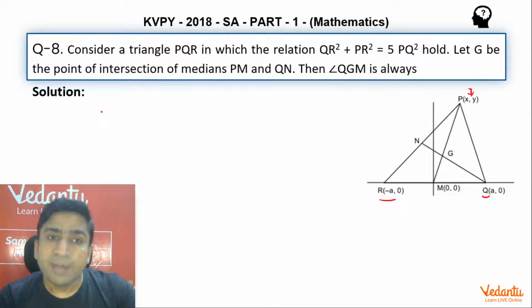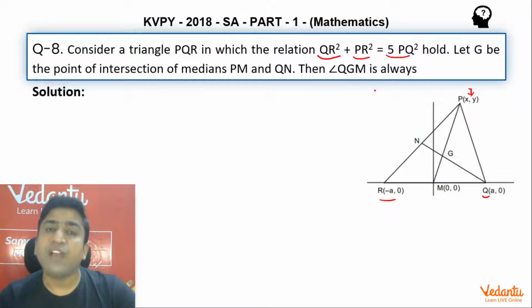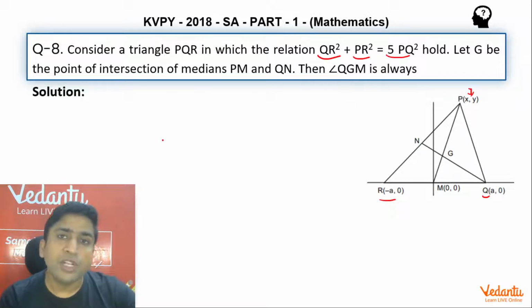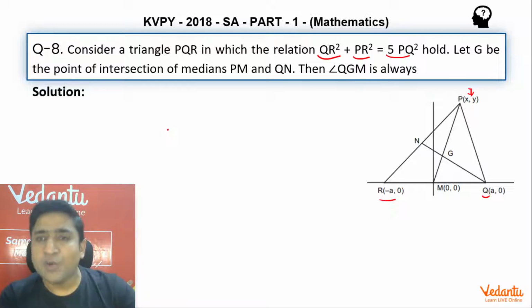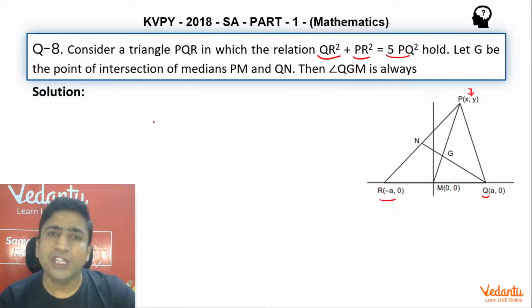Now, coming back to this question, they have given us a relation QR square plus PR square is equal to 5 times PQ square. So how am I going to deal with this? Guys, I know the coordinates of all the points P, Q and R. So I'm going to write down the value of QR square by using the distance formula. The point Q is a comma 0, point R is minus a comma 0. So obviously QR square is going to be 2a, complete square.